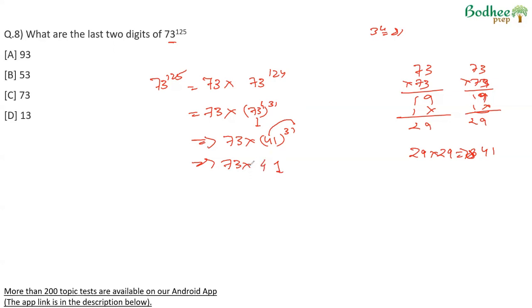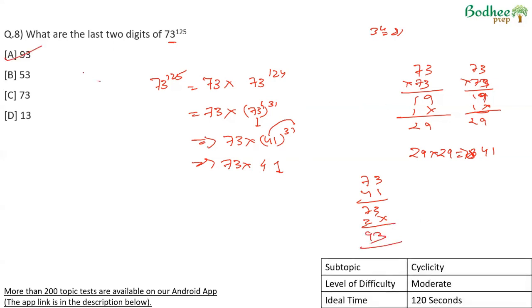73 into 41 is what we get. We multiply these two to get the answer. 73 into 41 will end in 3 into 1 is 3, 7 into 1 is 7, 3 into 4 is 12. This will end in 93. So the last two digits here will be 93.